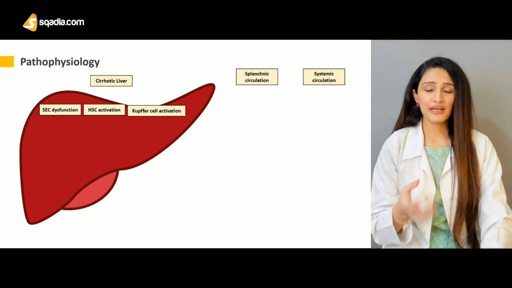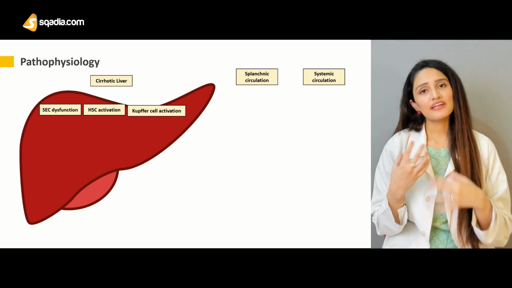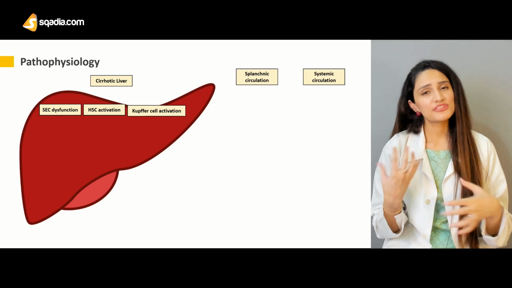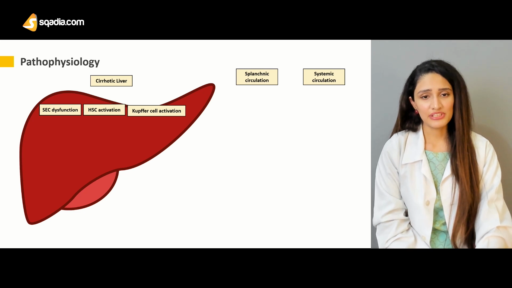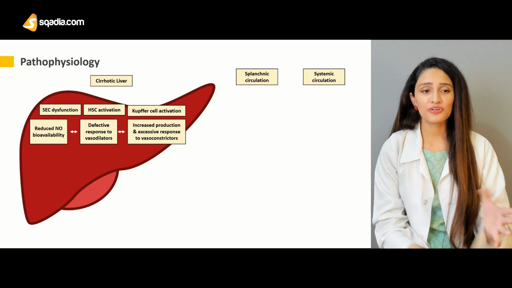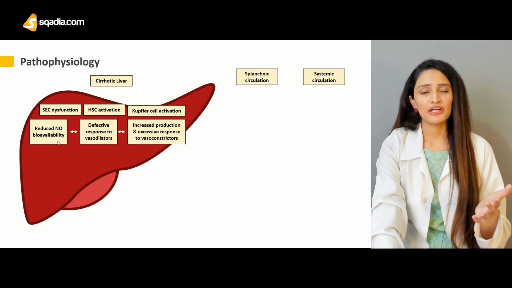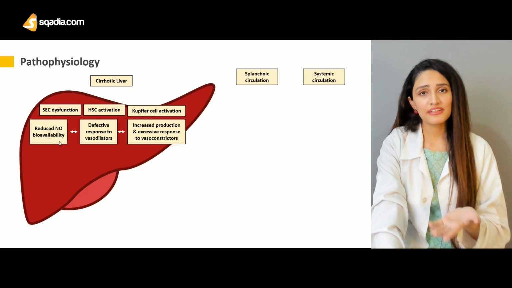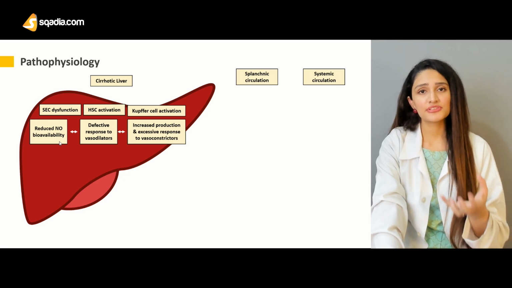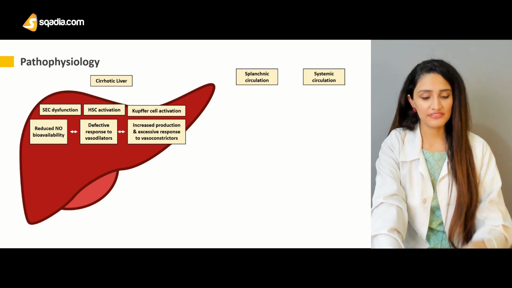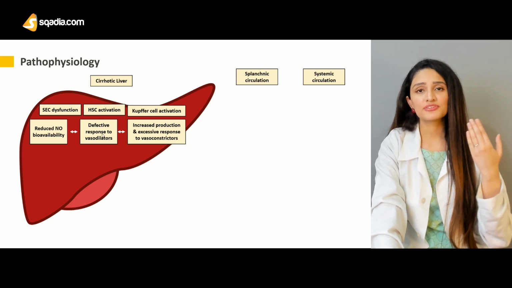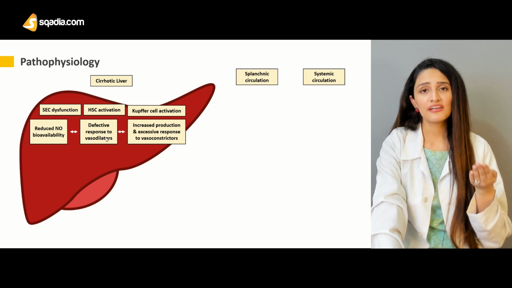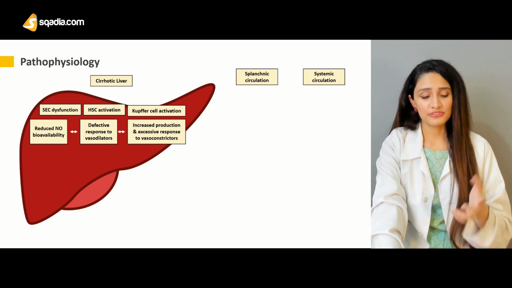Then the hepatic stellate cells are activated, causing the formation of collagen, fibrosis and inflammation, and there is Kupffer cell activation. Next, this causes reduced nitric oxide bioavailability. Like I've mentioned, reduced nitric oxide causes vasoconstriction within the capillaries and arteries of the liver, so there is a defective response to vasodilators. Obviously, there is vasoconstriction going on and the vasodilators are not responding.